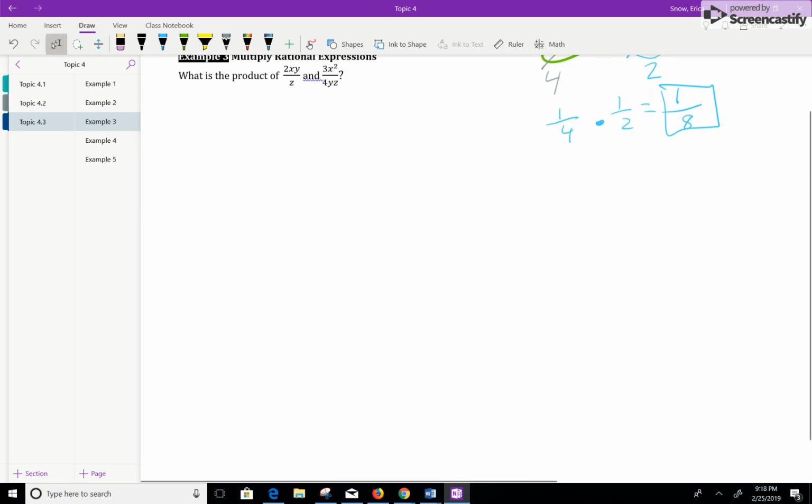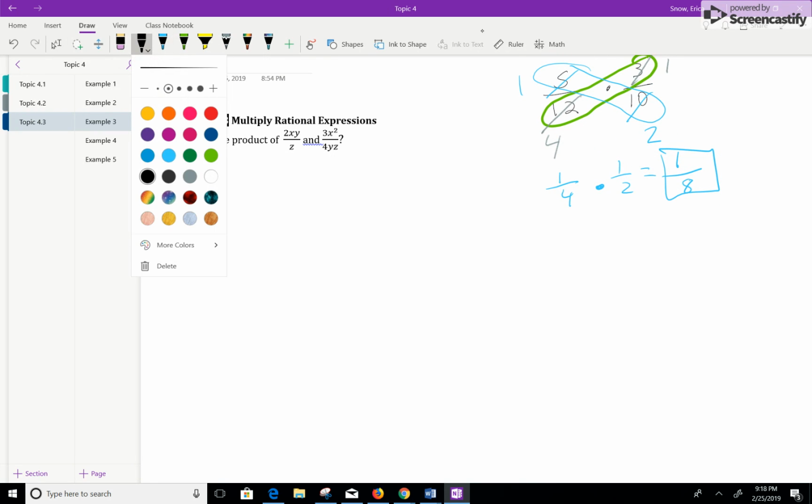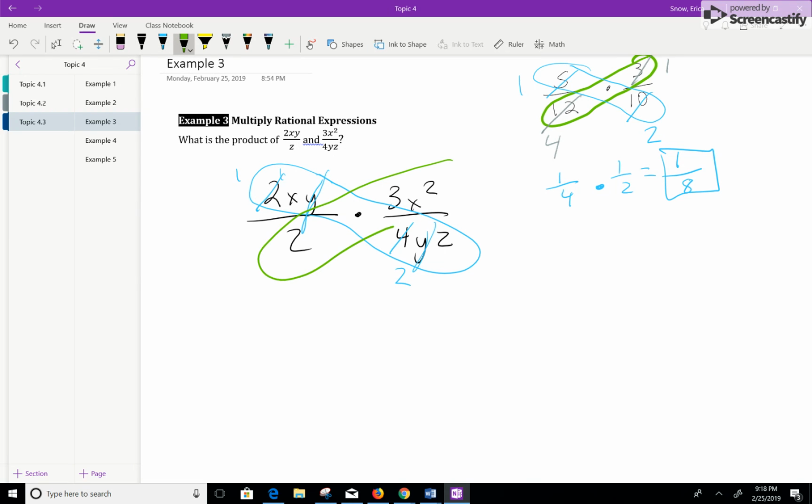So for this one, we're going to do the same thing. We're going to go 2xy over z times 3x squared over 4yz. So I'm going to look, do these have anything in common? Well, we have a 2 and a 4, so that can become 1 and 2. And then we also have that y and that y in common. Then we look at this direction, and this z and the 3x squared don't have anything in common.